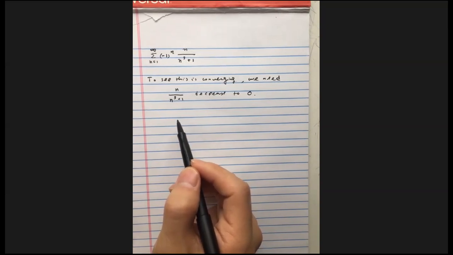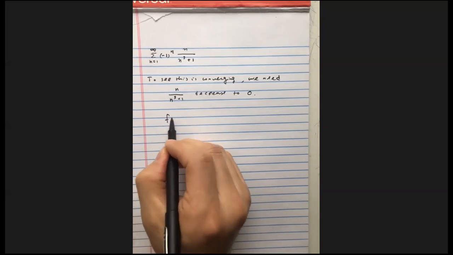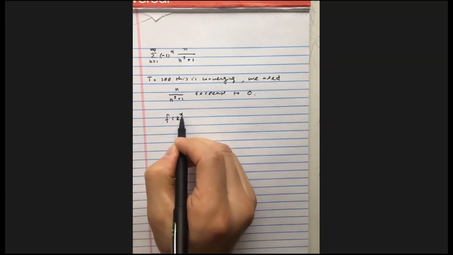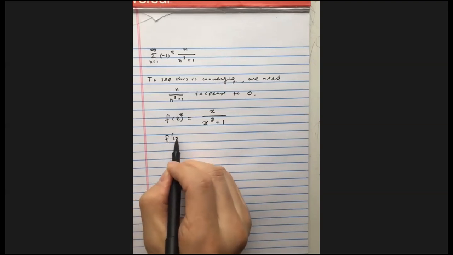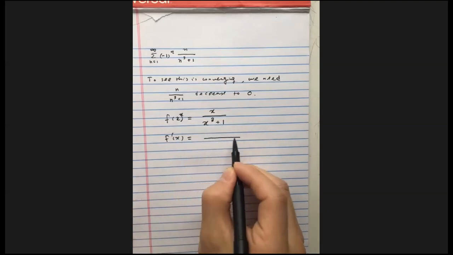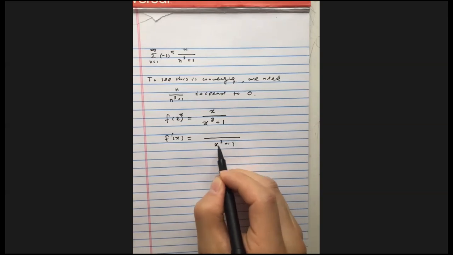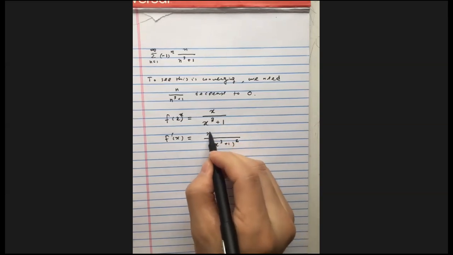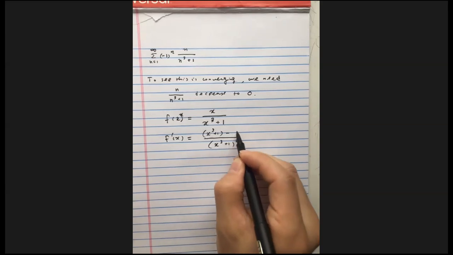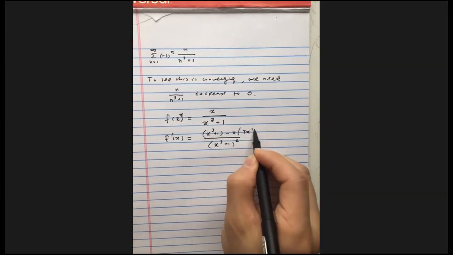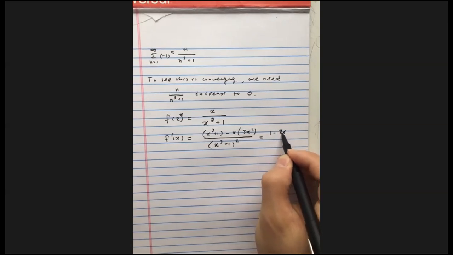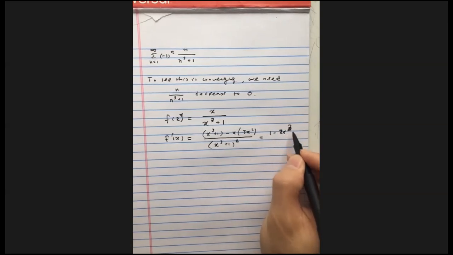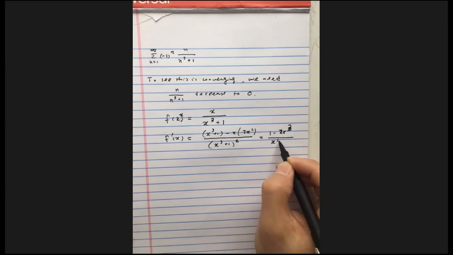Remember how I did that last time? Is by looking at the corresponding function f(x) equals to x over x cubed plus 1, and I compute f prime x, which equals to (x cubed plus 1) squared times (x cubed plus 1) minus x times 3x squared, which equals to 1 minus 2x cubed over (x cubed plus 1) squared.